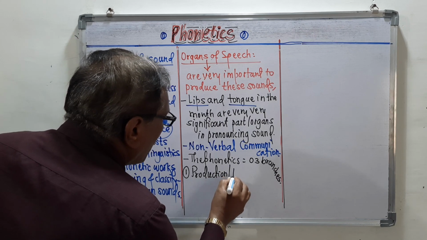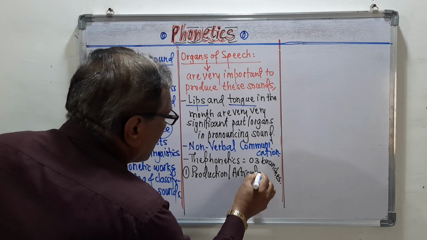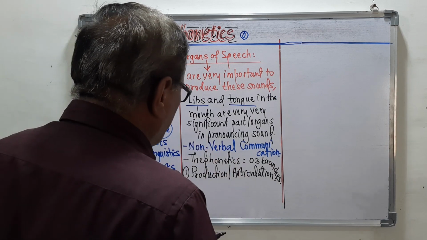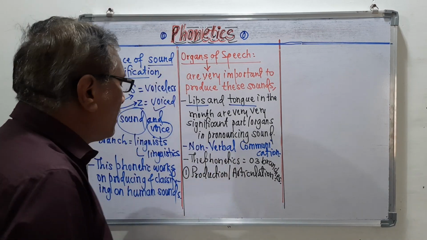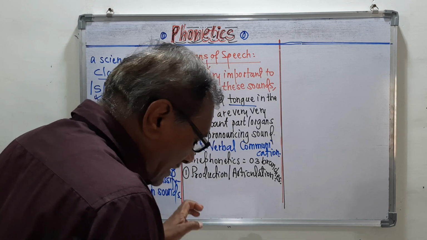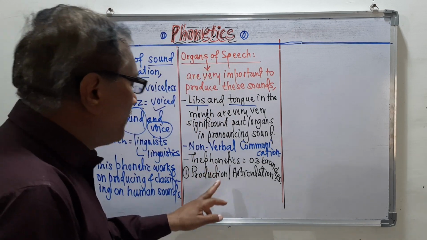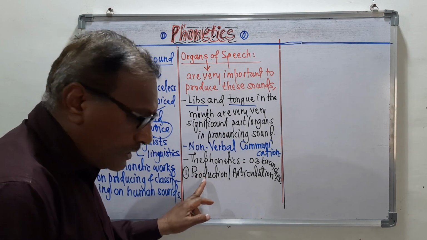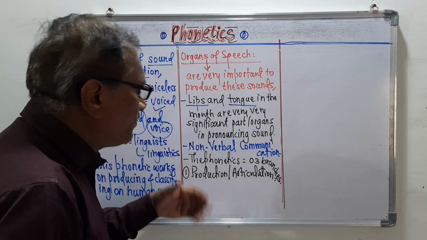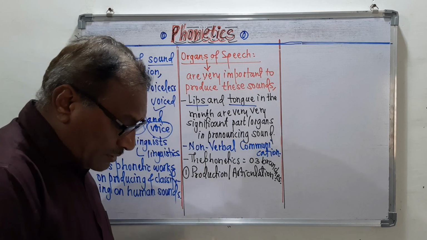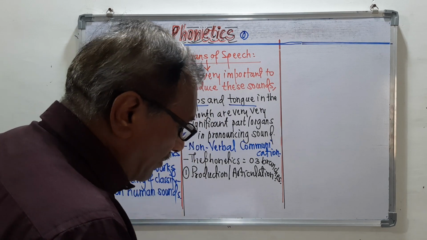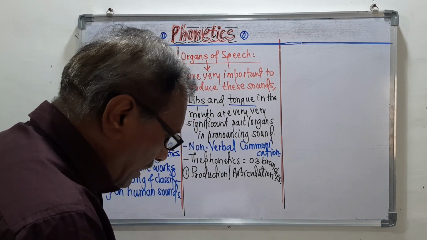Production or articulation. Remember, production or articulation. This is the first branch of phonetics. In this branch, the sounds are articulated with the organs of speech. Here, the persons articulate, the persons produce. Produce means articulate. Articulate means pronounce. Pronounce means speak. People speak the sounds with the help of their organs of speech. That is the first branch, called production or articulation.